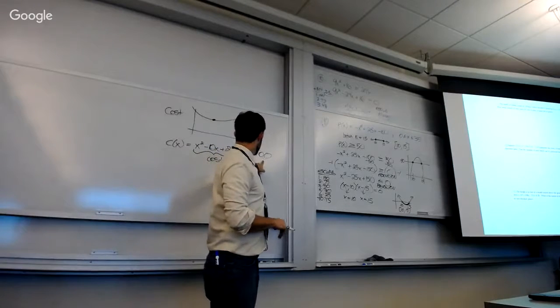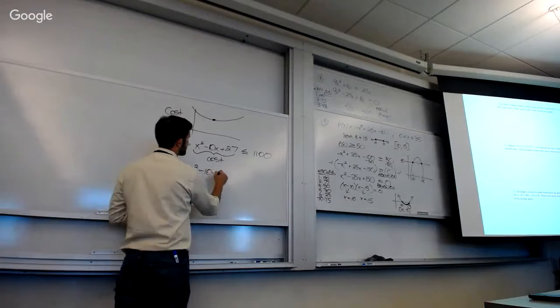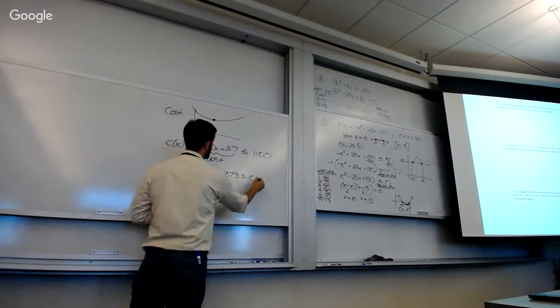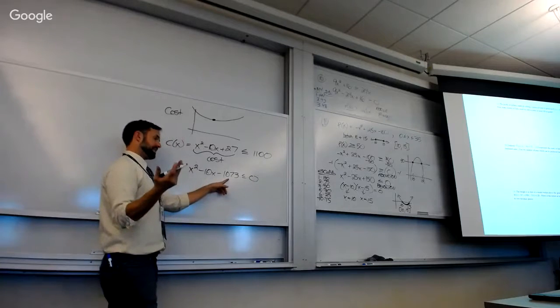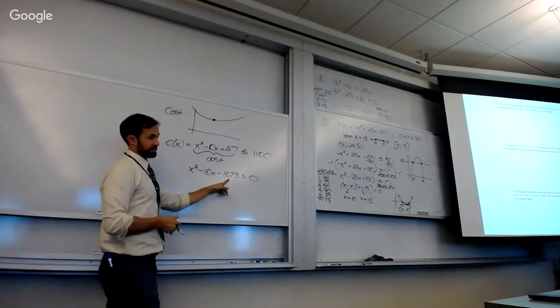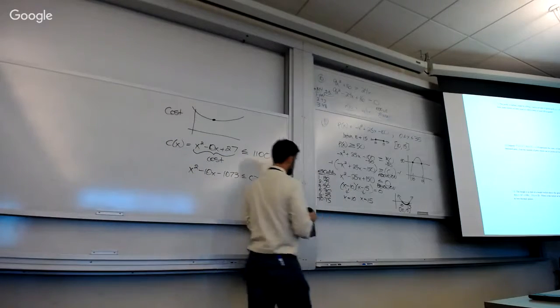If we move that 1,100 over, we're going to have x squared minus 10x minus 1073 is less than or equal to 0. What multiplies to make 1,073 that adds up to 10? I don't know that anything multiplies to 1,073. We do have one thing we have to fix.